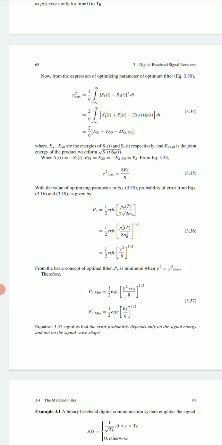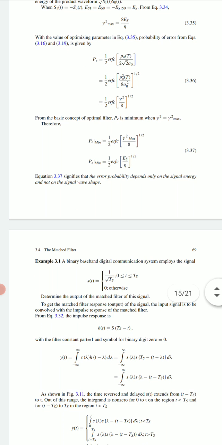From the basic concept of the optimum filter, probability of error is minimum when we take gamma square equal to gamma max square. So you will get minimum probability of error equal to 1 by 2 ERFC, Es upon eta raised to 1 by 2. That equation signifies that error probability depends only on the signal energy, not on the signal waveshape. Es is nothing but signal energy. So you can see the probability of error will depend only on the signal energy. It does not depend on the signal shape.